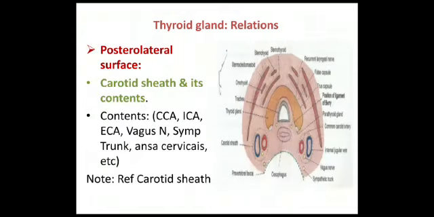The posterolateral surface, in short, is related to the carotid sheath and its contents. Some of the contents I'd like to name are the common carotid artery, the internal carotid artery, external carotid artery, the vagus nerve, sympathetic trunk, ansa cervicalis, etc. So kindly refer to the carotid sheath, which has been dealt with in detail in the previous sections.